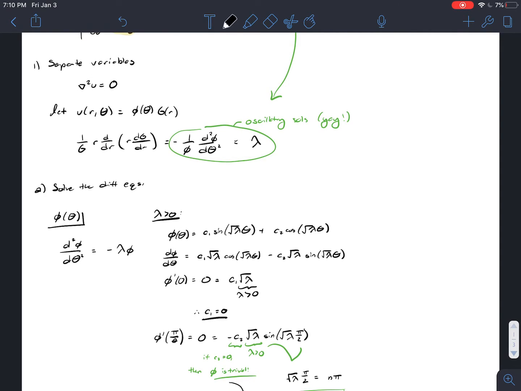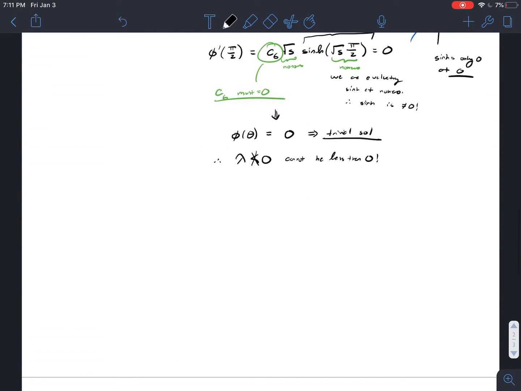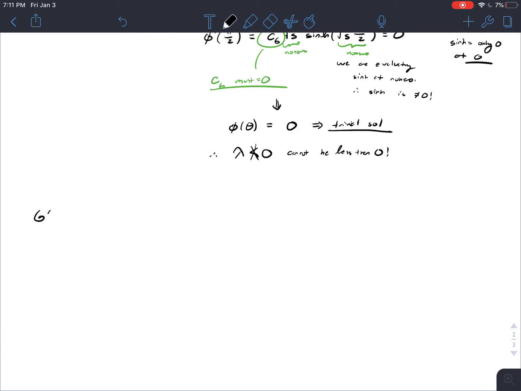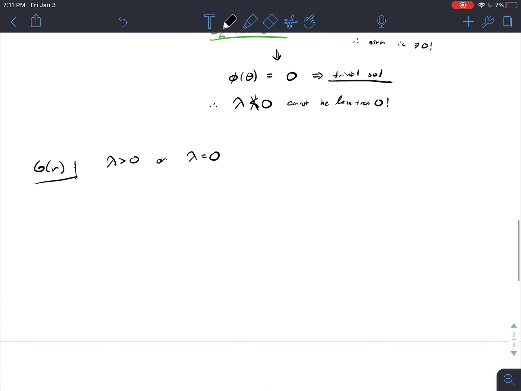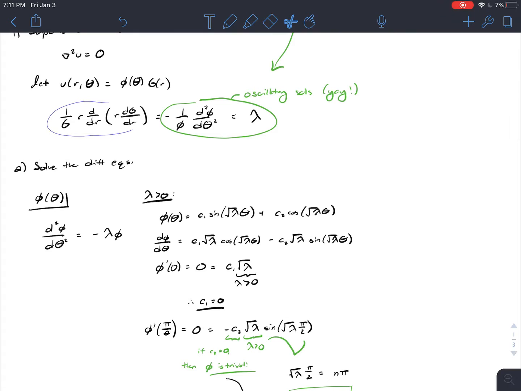Okay, so now let's go on to the second part of this diffie-q. So we've solved for phi. Now we have to solve for g of r. Cool, let's go about that. And now we know that for g of r, lambda can either be greater than 0 or lambda equal to 0. And we already proved that lambda cannot be less than 0, so we don't have to worry about that case. So let's go back to this differential equation.